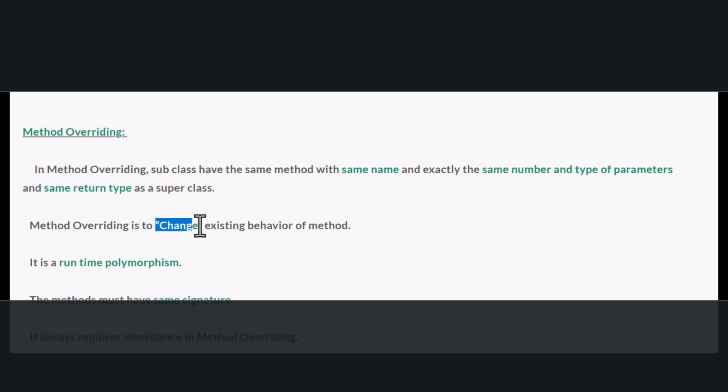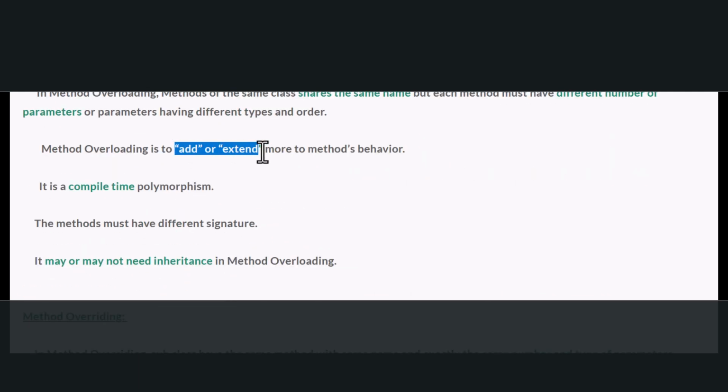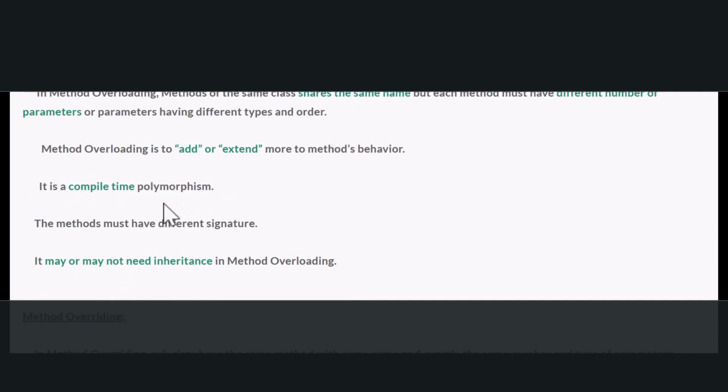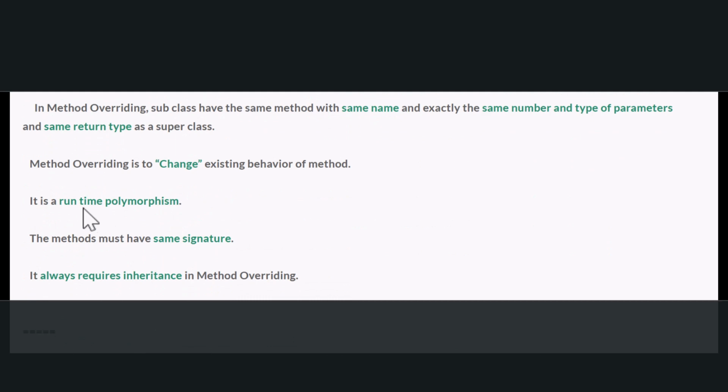Method overriding is to change existing behavior. Method overloading was to add or extend, whereas method overriding is to change existing behavior. This is runtime polymorphism. That one was compile time polymorphism, method overloading, whereas this is runtime polymorphism. The methods must have the same signature and it always requires inheritance in method overriding.